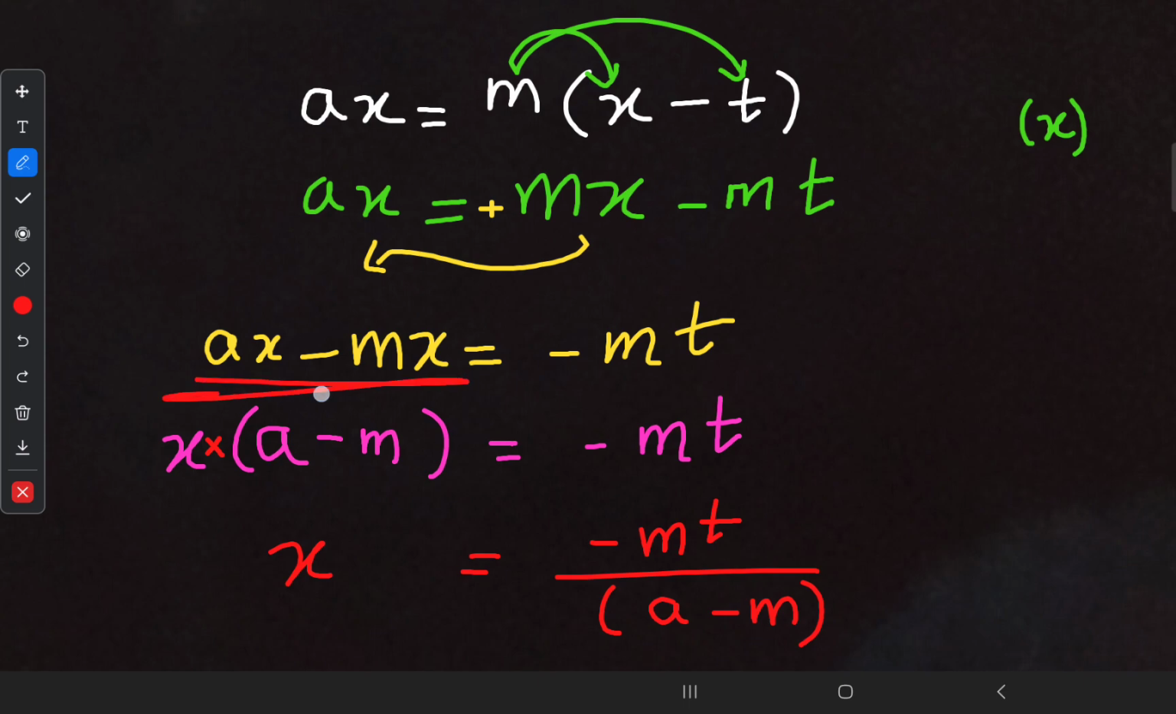Then, in these two values, both holding x terms, we have to make x the subject. So I took x as my common factor. What's the remainder in the bracket? We have a minus m, which equals negative mt. Then finally, x would be equal to negative mt, and the multiplicand a minus m became the divisor a minus m.